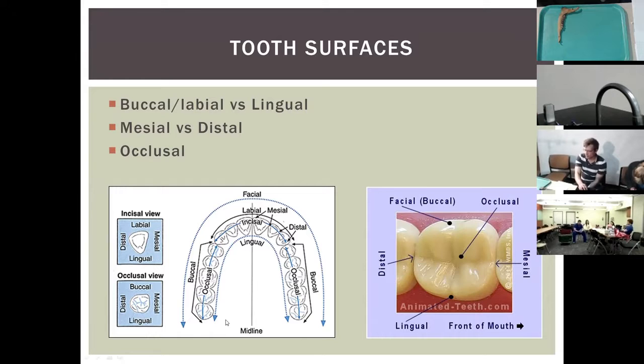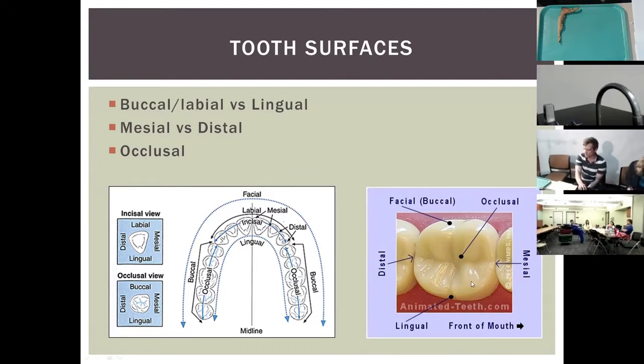Then in between teeth, you have two different surfaces. You have the mesial and the distal. If you draw a line down the middle of the mouth, the mesial surface of the tooth is closer to the midline, and the distal surface is further away, or more distant, from the midline. So if we say the mesial surface of a tooth, we're referring to the side of one tooth that is closer to the midline.